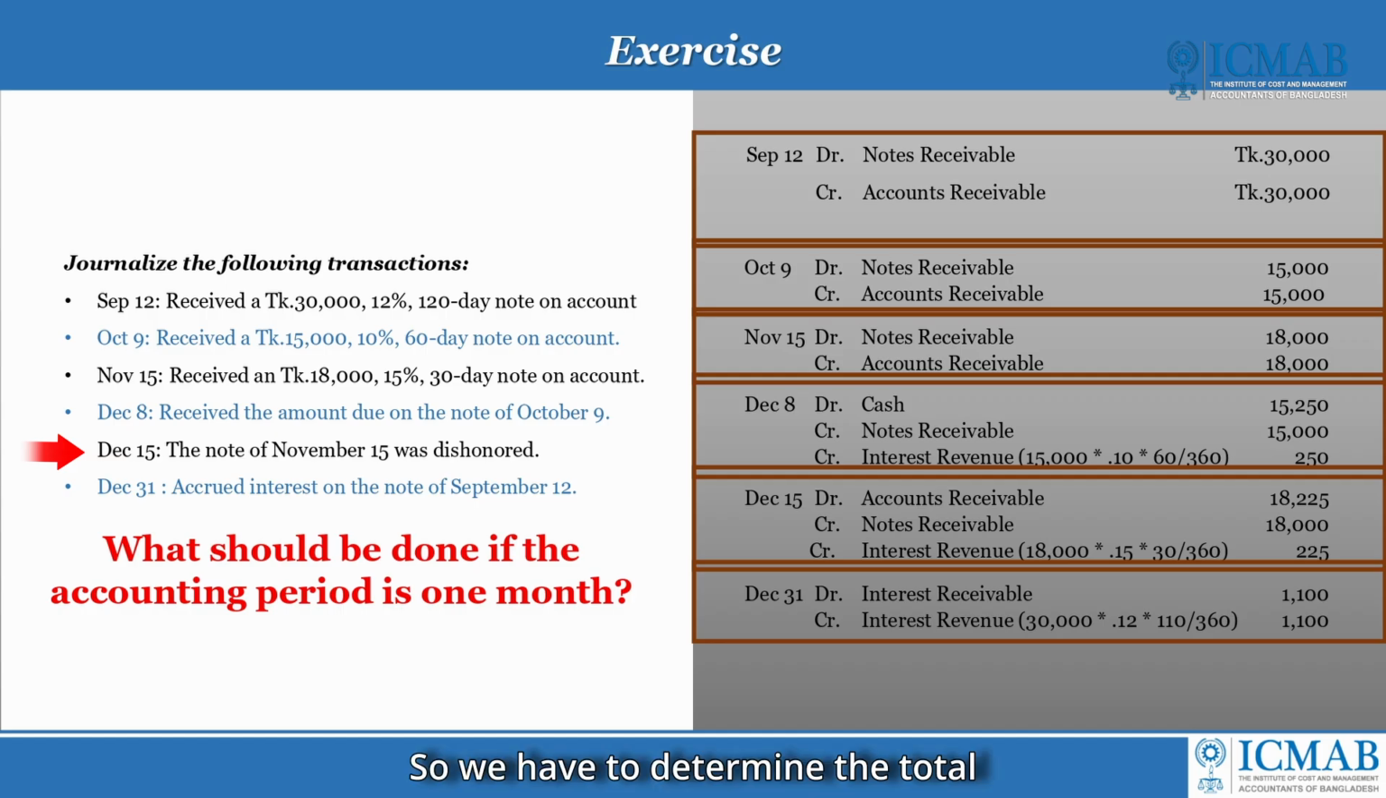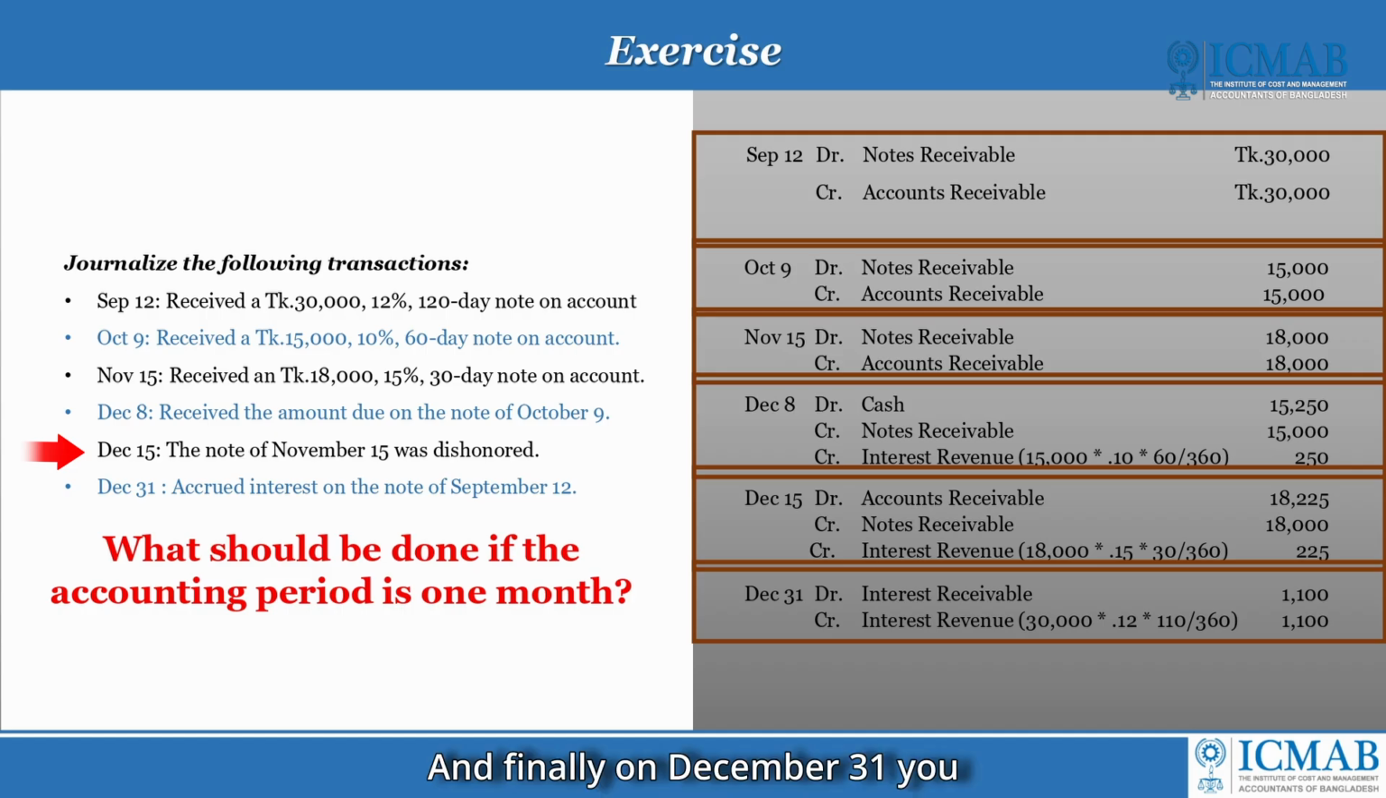So we have to determine the total interest revenue on this dishonored note. The value of note receivable was 18,000 and total due days was 30 days. So the interest revenue amount should be 18,000 into 15% into 30 days divided by 360 days. So the total value of interest revenue is 225. So the journal entry should be account receivable account debit 18,000 plus 225, that means 18,225, note receivable account credit 18,000, and interest revenue account credit 225.